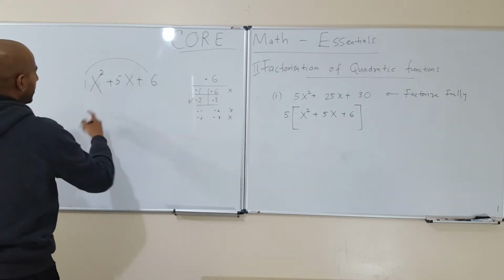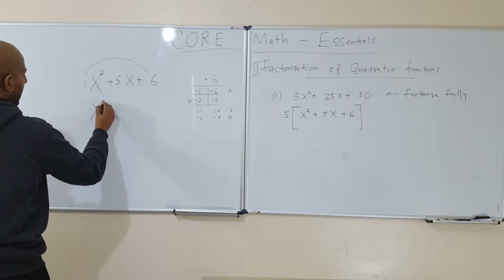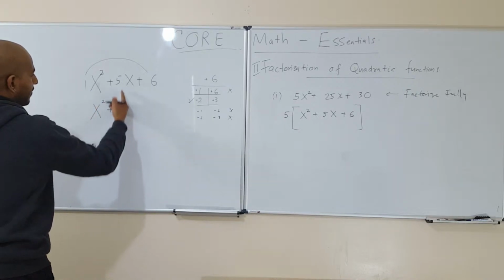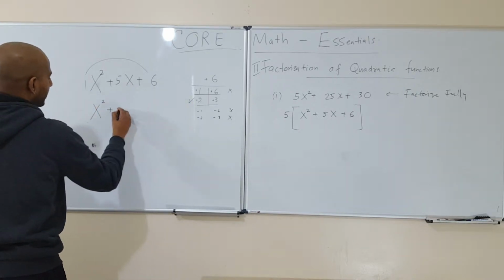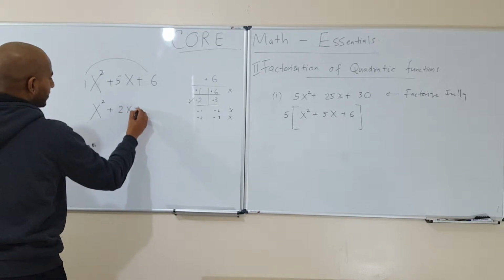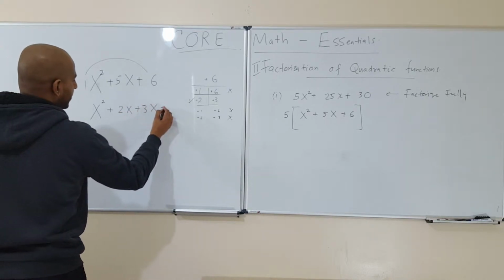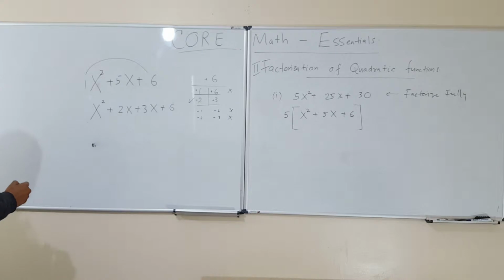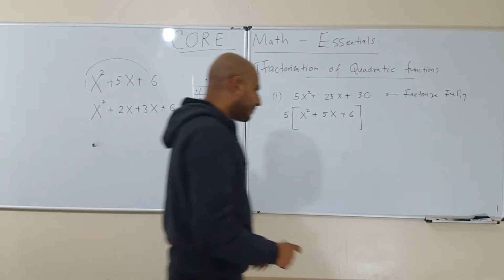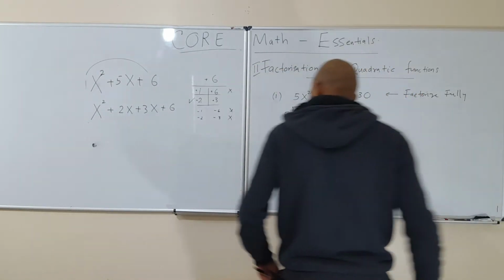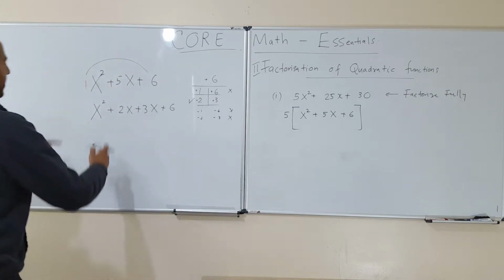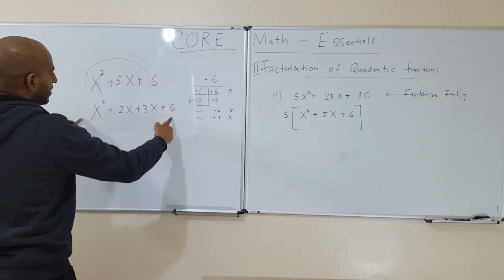So what we're going to do is rewrite this one like this. We're going to expand this. This 5x can be written as 2x plus 3x. So, nice trick, plus 6. If you look at this carefully, you will see that actually these two expressions are exactly the same.